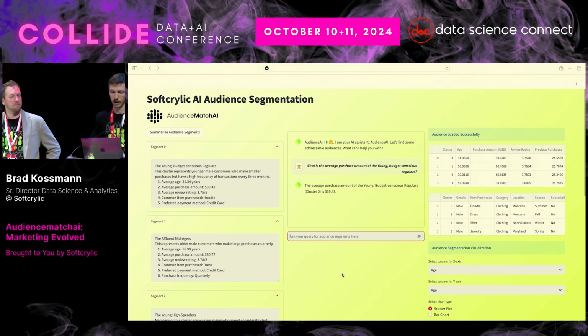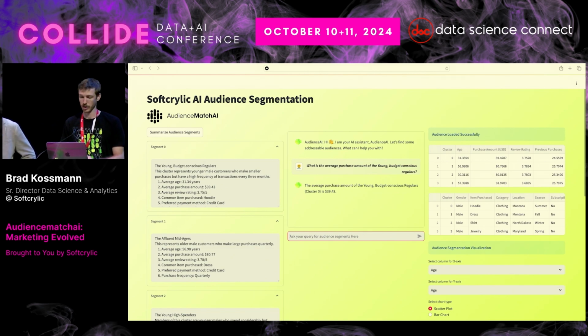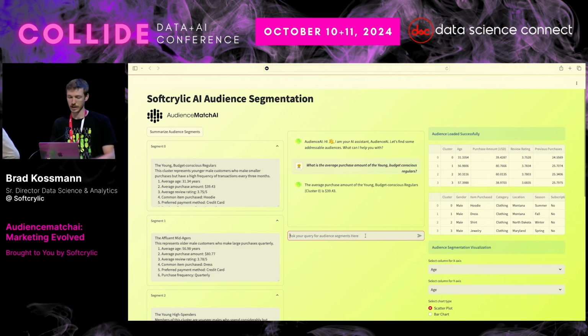So I just asked about the average purchase amount of those young budget-conscious regulars, and it's telling us it's 39.43. We can see that's what it provided us in the segment description here on the left, and we can also see 39.43 here in our quantitative overview. Okay, great. Let's ask it something. Let's ask it to summarize more concisely the difference between these segments.